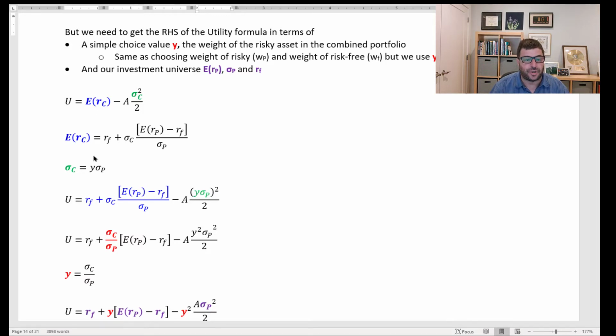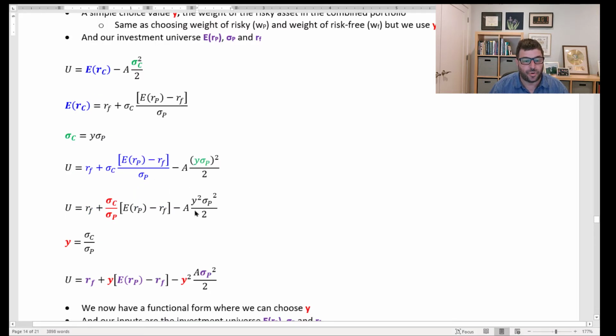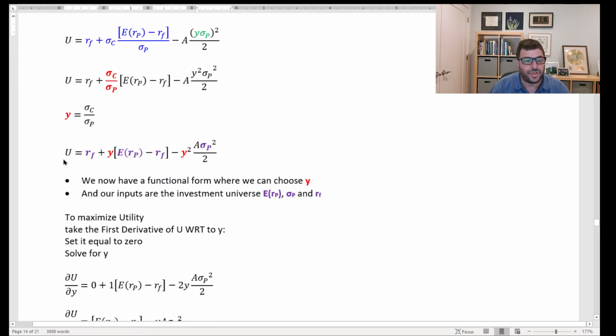I'm going to first substitute the blue for the blue and the green for the green. And this is going to leave me this equation. I'm going to do a little bit of algebra by pulling this over, and then this allows me to substitute in for Y. And so now I have my utility equation as a function of my investment universe, which is the risky asset and the risk-free asset, and my choice variable Y.